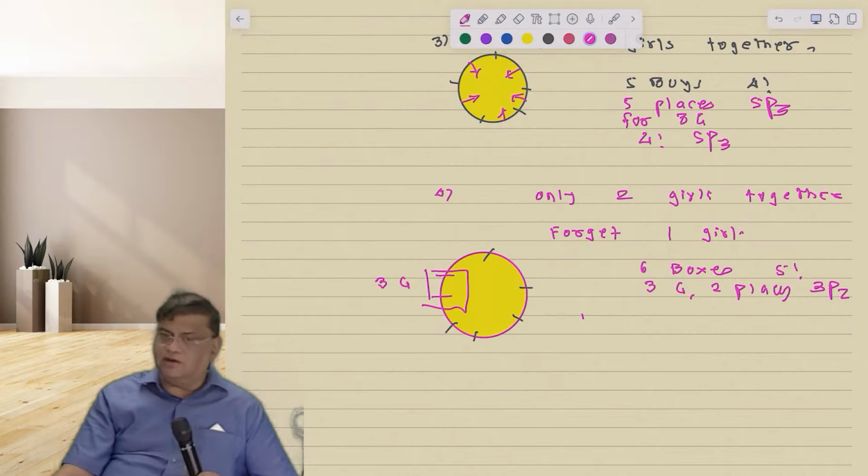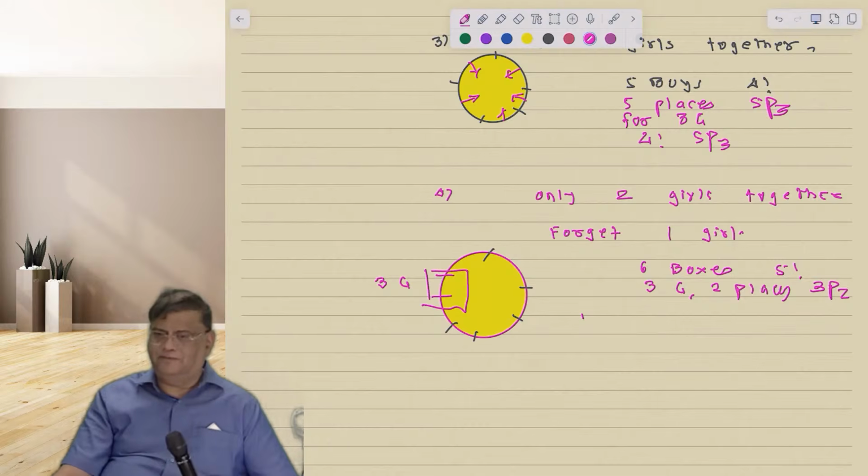You had 3 girls. I want 2 girls be together. So it is 3p2. Any objection? Objection overruled. So I want 2 girls be together. Alright? Now remains 1 girl.